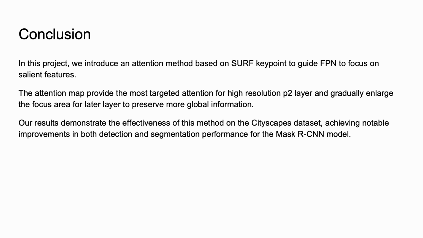Okay, so in conclusion, in this project, we introduced an attention method based on the detected key points to guide FPN to focus on salient features. The attention map provides the most targeted attention for the higher resolution P2 layer and gradually enlarges the focus area for later layers to preserve more global information. And our results demonstrated the effectiveness of this method on the Cityscapes dataset, achieving notable improvement in both detection and segmentation performance for the Mask RCNN model.